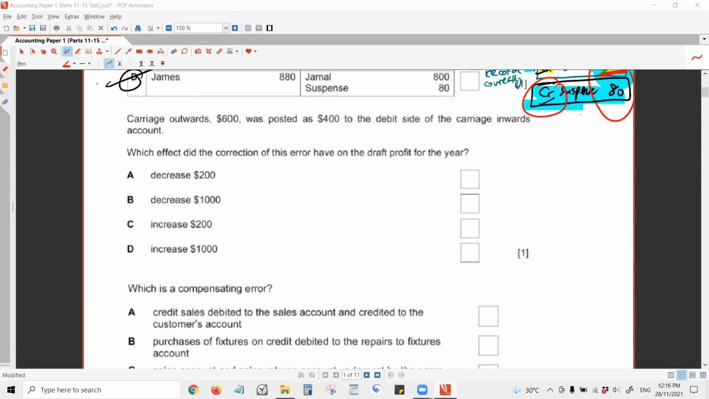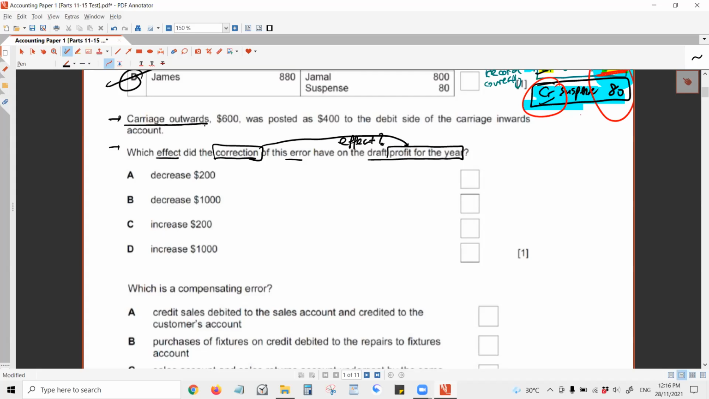This is also not easy. Which effect did the correction of this error have on the draft profit for the year? They're asking you, after you have done the correction of the error, what is the effect on the profit for the year? Let's see. Carriage outwards, 600, was posted to the debit side of the carriage inwards account.